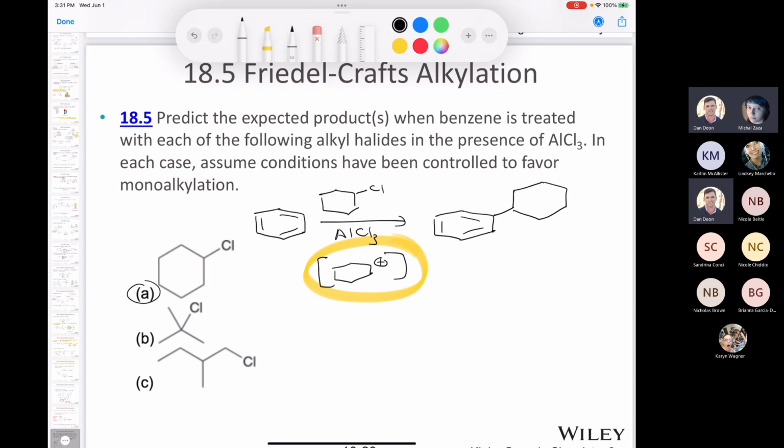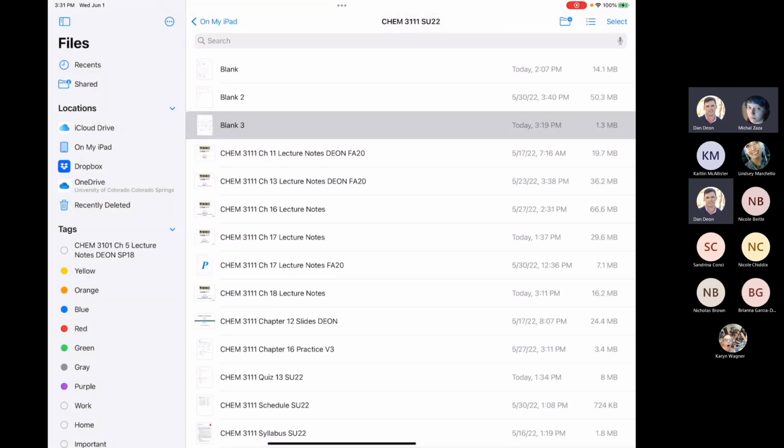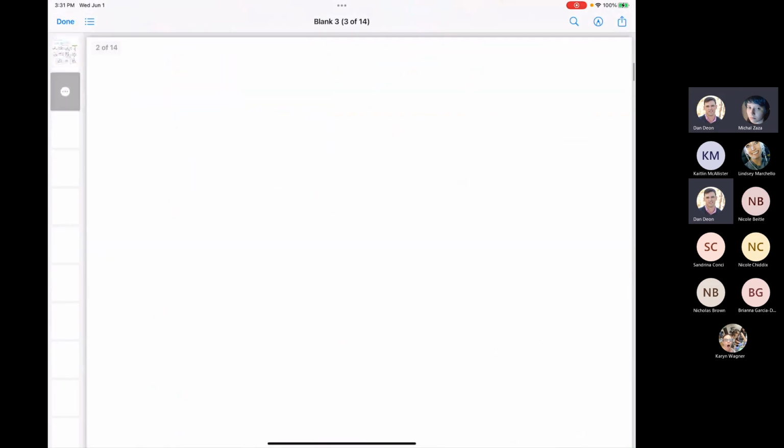All right. I'm kind of running out of space here, so I'm going to go to a blank document. Just nice to have space. Don't fence me in, right?